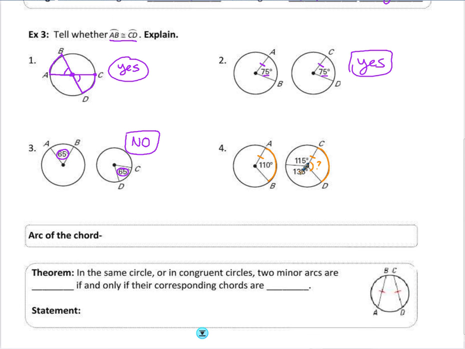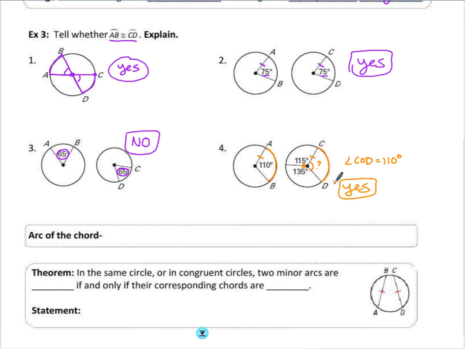And when I do that, I realize that the central angle, call this circle O, angle COD, is going to be equal to 110 degrees. So since the central angles are the same and the radii are the same, yes, this is a congruent circle.